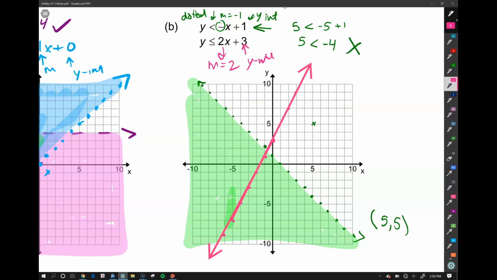-1, 1? No, because that's actually on the line. -1, 1 is right here. It's on the line. Any point, as long as it's not on the line I just drew. 0, 0. Okay, so right here we're testing. So we can go ahead and plug that in. So is 0 less than or equal to 2 times 0 plus 3? Is 0 less than or equal to 3? Yep, that's true. So this is the half that's going to be shaded.